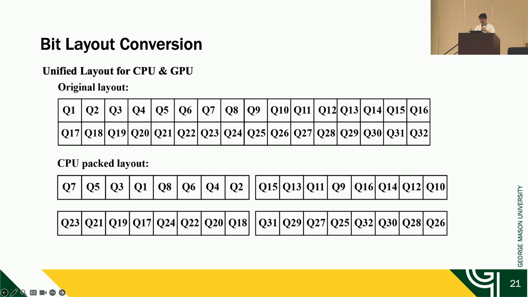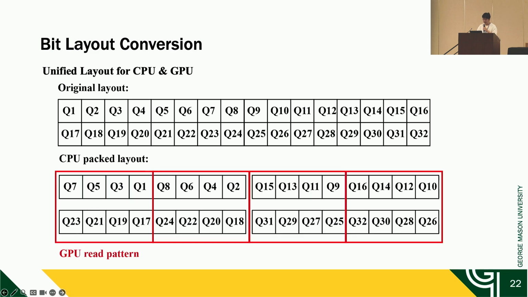The CPU packs data row by row, so it creates an interleaved layout. And when we try to use the GPU for unpacking and computation, each block expects to read in tiles. But the CPU layout doesn't match this. For instance, the first GPU block expects Q2 here, but it ends up being read by the second block instead.